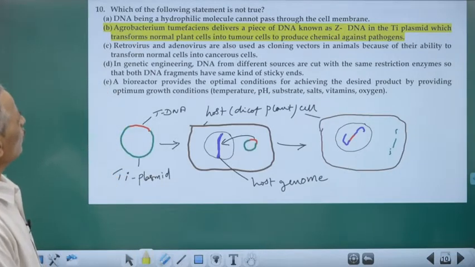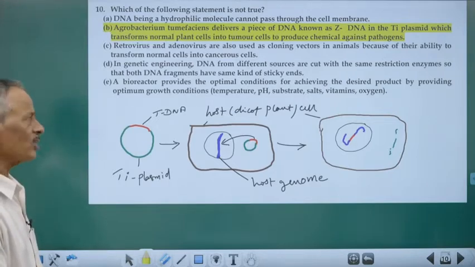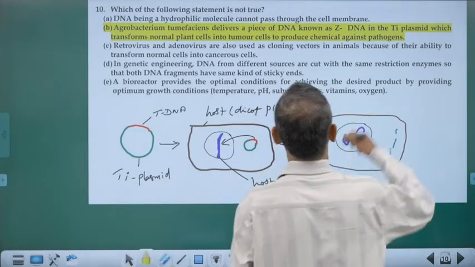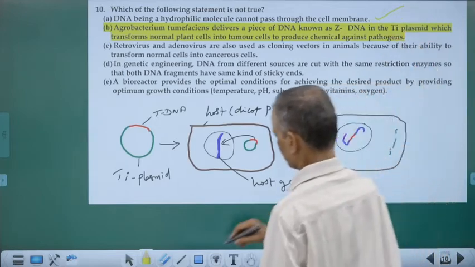Now, which of the following statement is not true? DNA being hydrophilic. What is hydrophilic? Water-loving molecule cannot pass through the cell membrane. True statement.